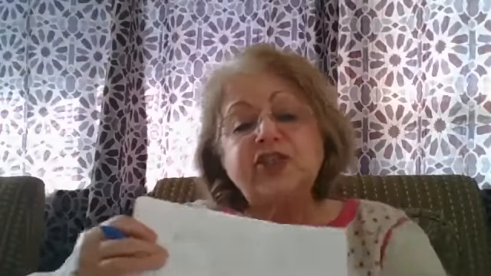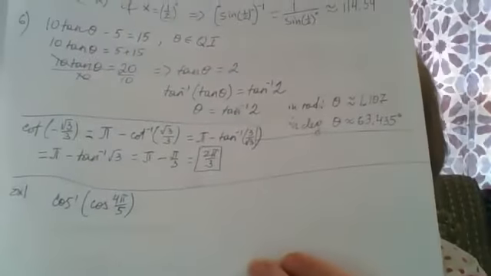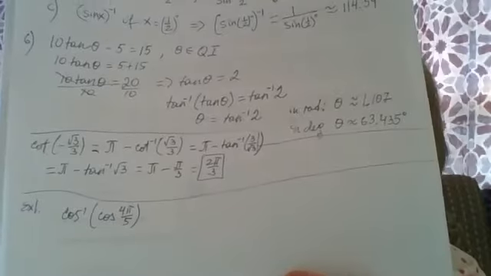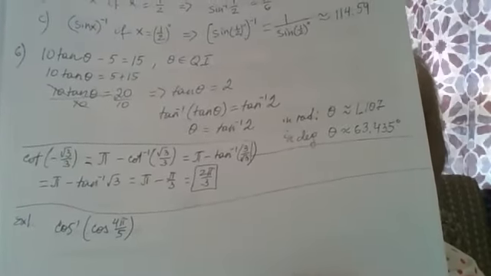Solving these problems, you need to ask yourself some questions. Question number 1. Is it a composition of two inverse to each other functions? Yes. After you said yes, you are asking yourself the second question. Is that 4 pi over 5 in the range of arc cosine or not?